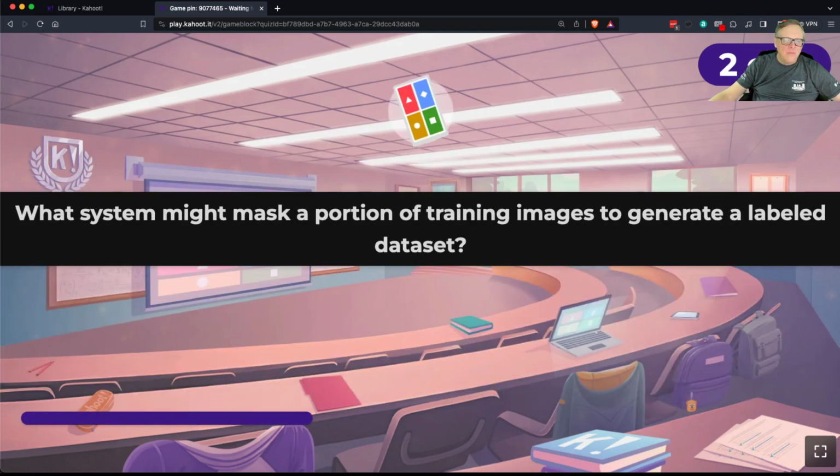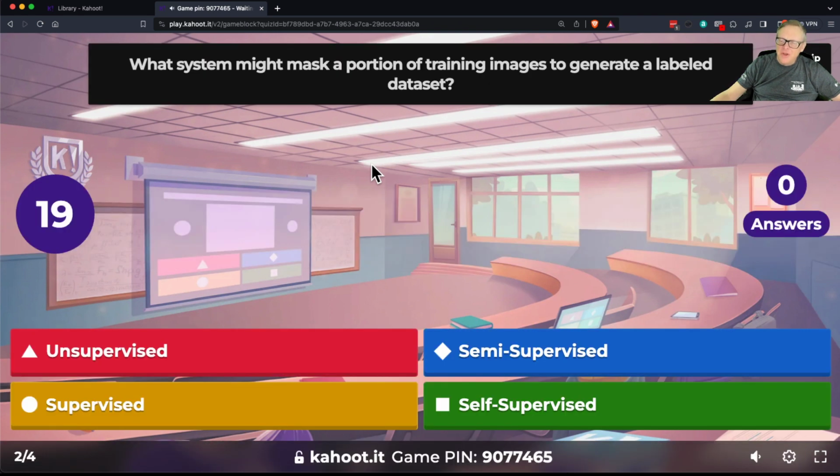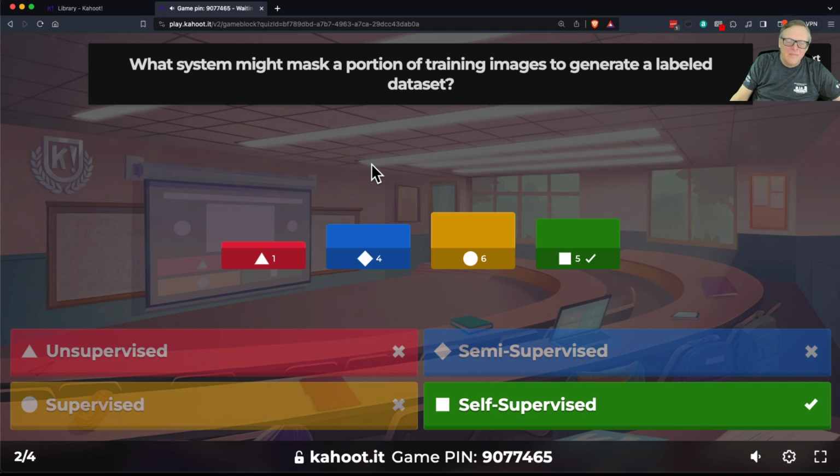All right, what system might mask a portion of the images to generate a labeled data set? That's called self-supervised. You take unlabeled data and you create labels by modifying the data.